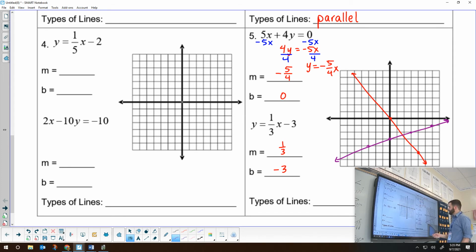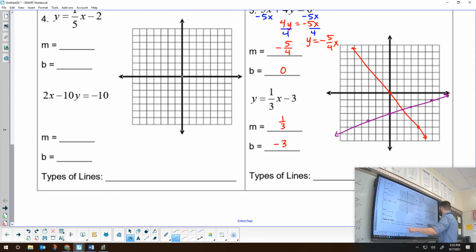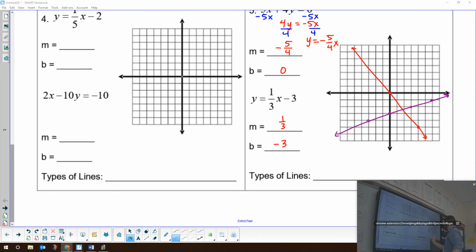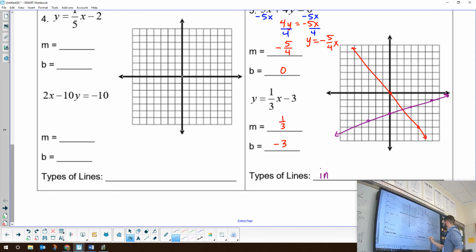Well, for these two, since I found my slope for these two, are those opposite reciprocals? No. Are they the same? Definitely not. But do they intersect? Yeah. Just because they aren't perfect doesn't mean that they aren't intersecting. So this one is intersecting. Okay? So, it's not perfect. All right, so there we go.